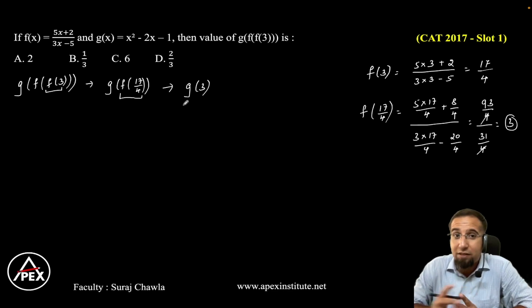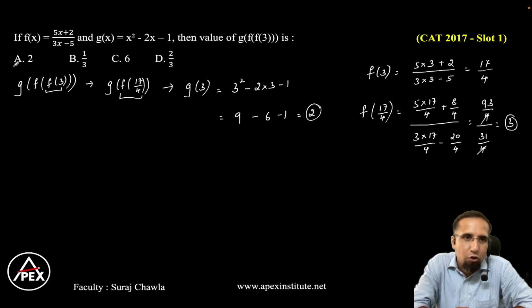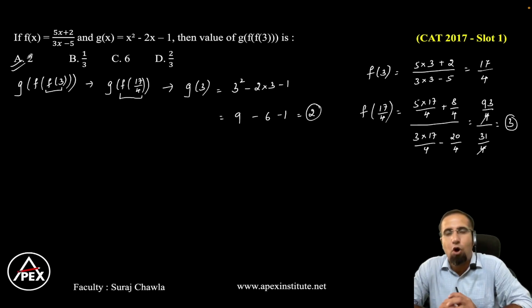Now what is g of x given to us? g of x is x square minus 2x minus 1. So instead of x I replace 3, this becomes 3 square minus 2 into 3 minus 1. So 3 square gives me 9, clear, minus 6 minus 1, and therefore the final value that we get here is going to be 2, and therefore our answer becomes option E.